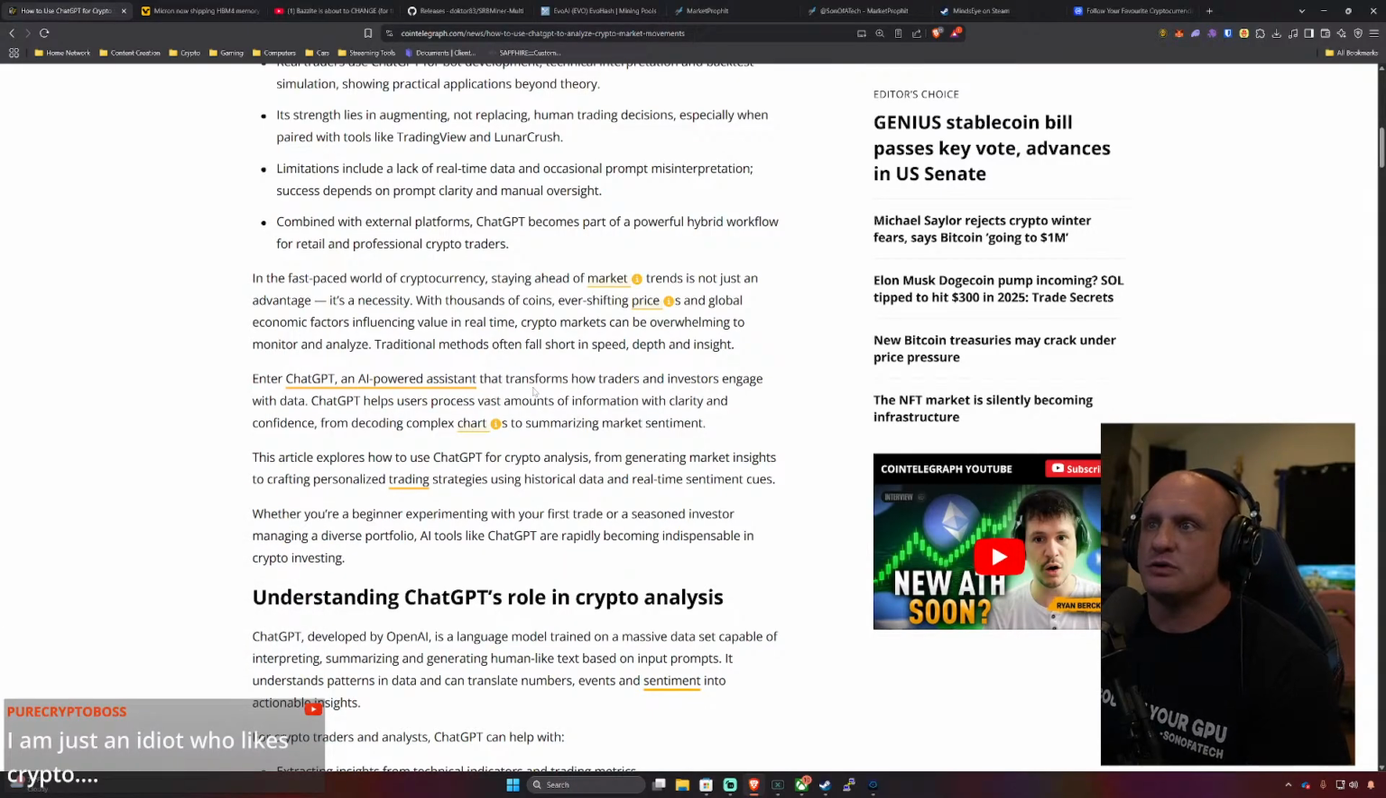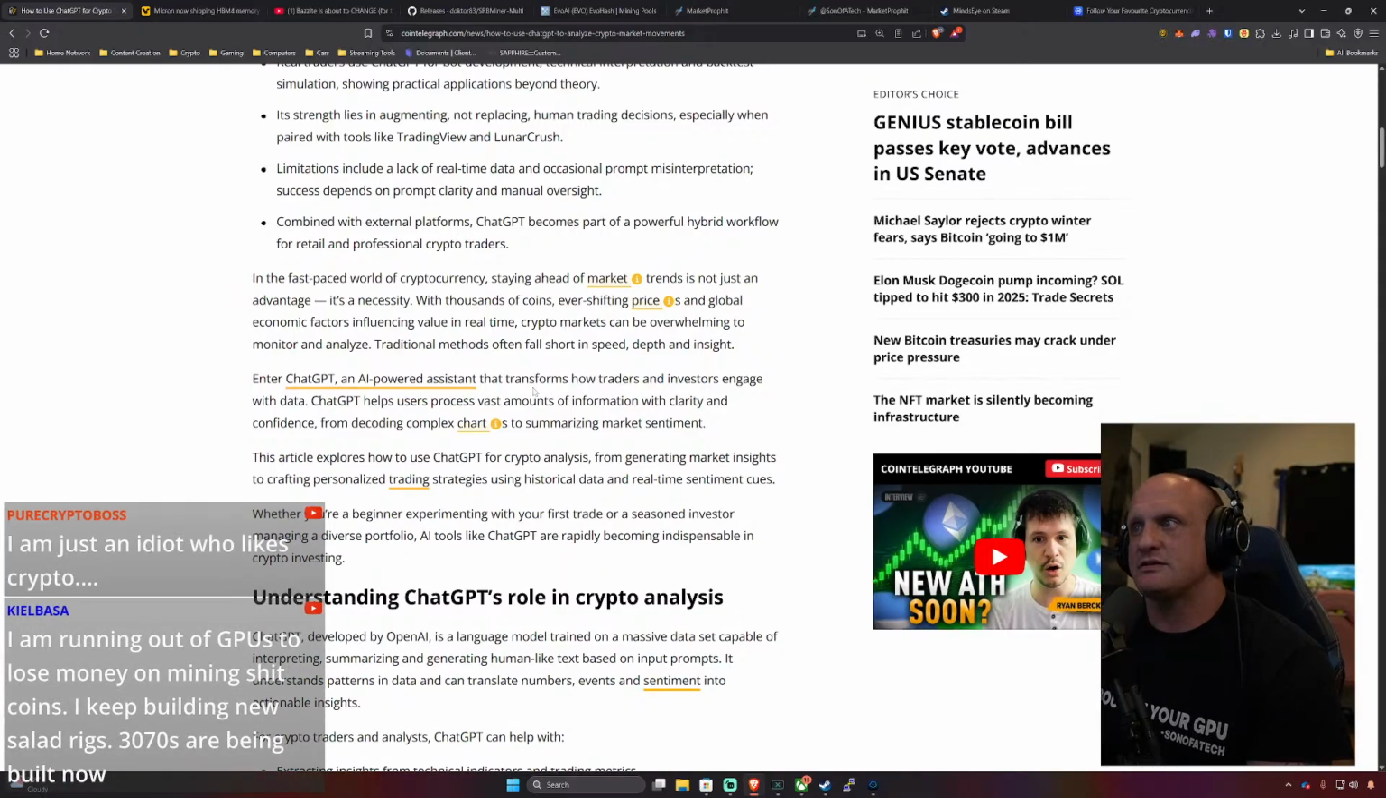This article explores how to use ChatGPT for crypto analysis, from generating market insights to crafting personalized trading strategies using historical data and real-time sentiment cues. Whether you're a beginner experimenting with your first trade or a seasoned investor managing a diverse portfolio, AI tools like ChatGPT are rapidly becoming indispensable in crypto investing.